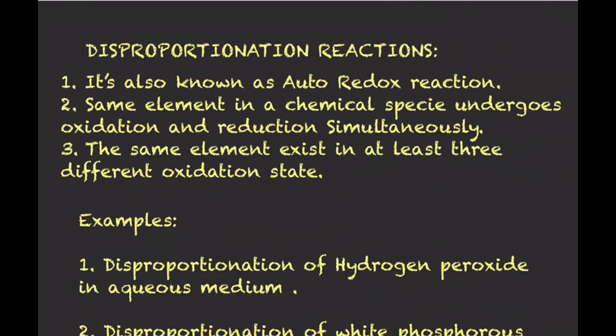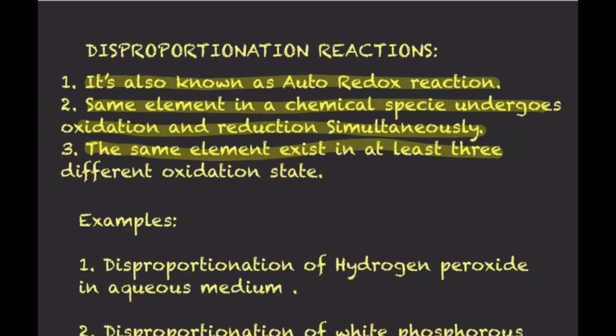There are a few points given here about disproportionation reaction. We read them one by one. Disproportionation reaction is also known as auto-redox reaction. The same element in a chemical species undergoes oxidation and reduction simultaneously. The same element exists in at least 3 different oxidation states.